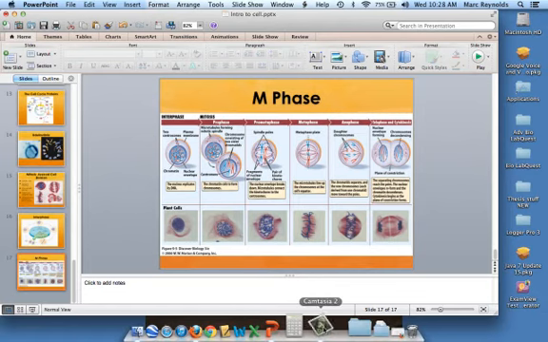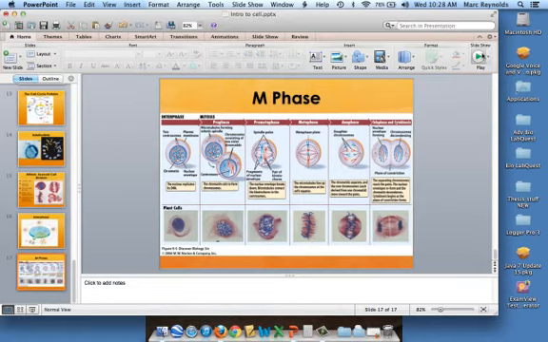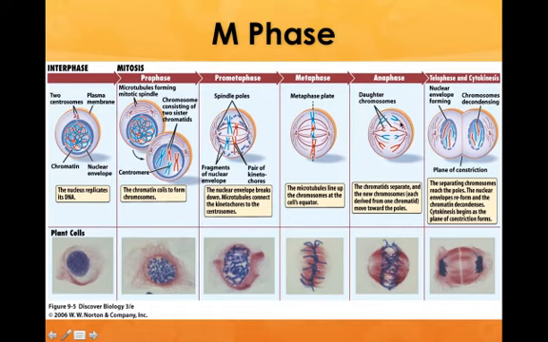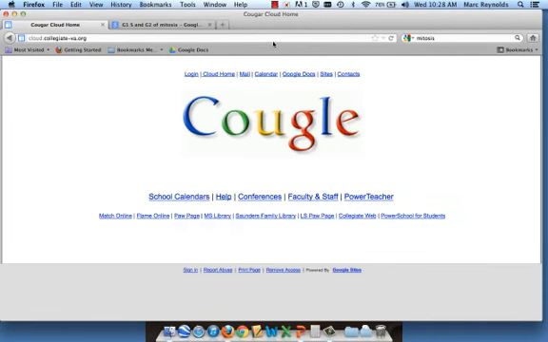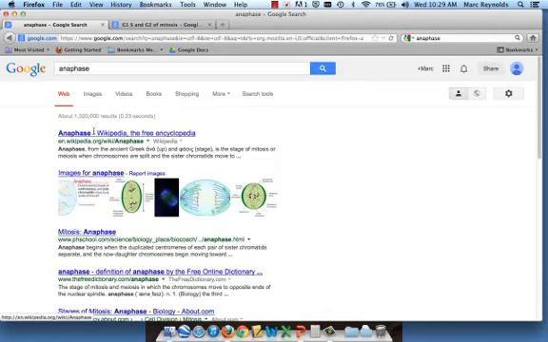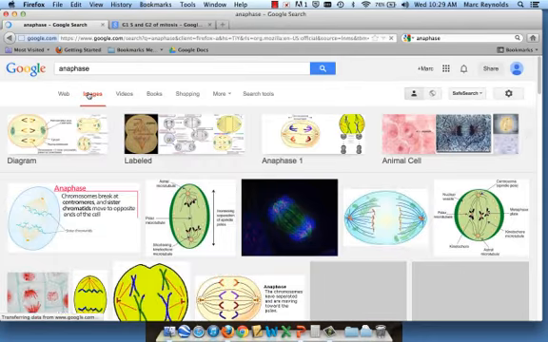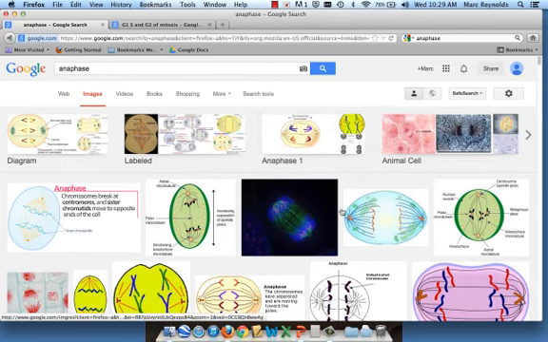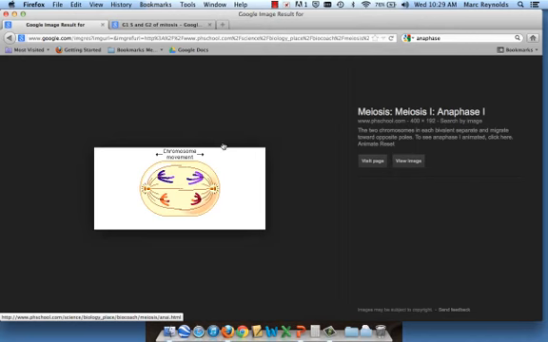We're going to start to pull our sister chromatids apart. At this point, what they're not really showing is that the cell is actually beginning to elongate. Let me show you a better picture. Yeah, this is a better picture here. As you can see, during anaphase, the cell is beginning to pull apart, so the cell is beginning to elongate. They didn't really show that before. It's really important.